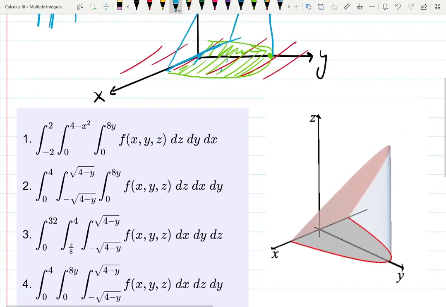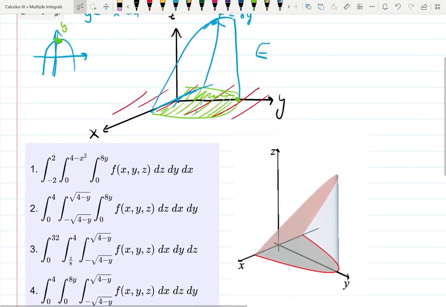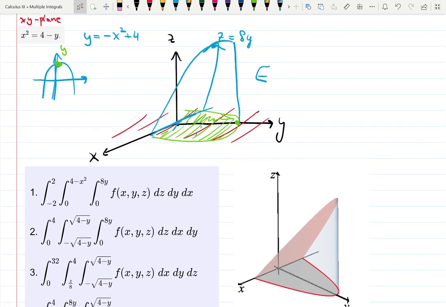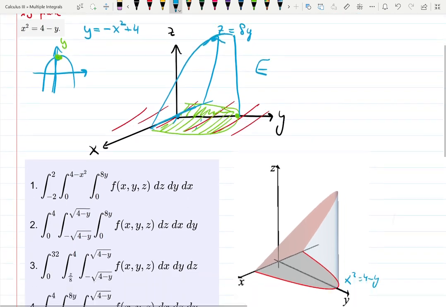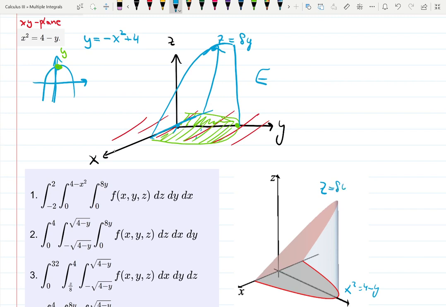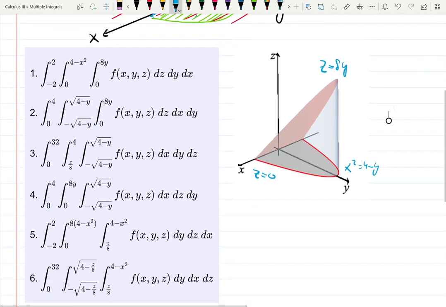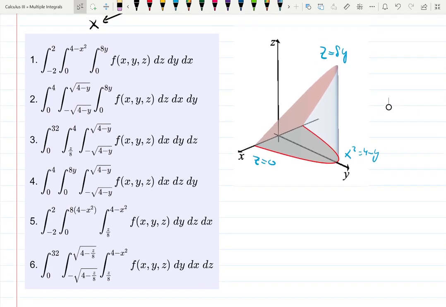Here's a nicer looking picture. I just wanted to show you how to draw it, how people actually figure out this picture. The parabola on the floor. And this is z equals 0 and z equals 8y plane. And z equals 0, like so. Now, here are my 6 solutions. As you can see, there will be 6 different integrals.